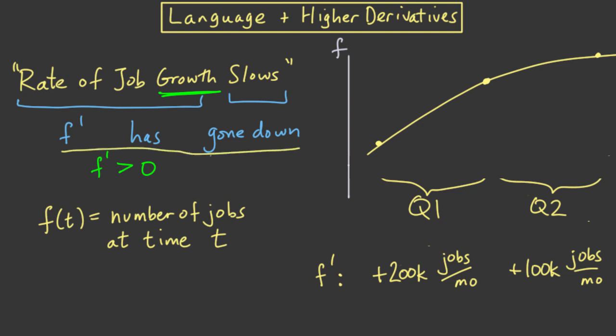And if f prime has decreased, then f prime's derivative, f double prime, should be negative. So f is concave down.